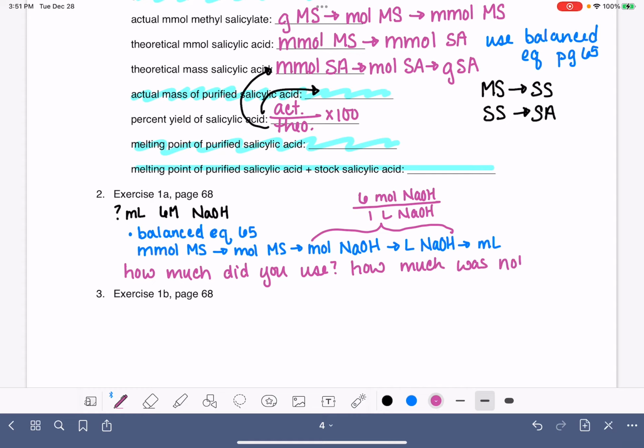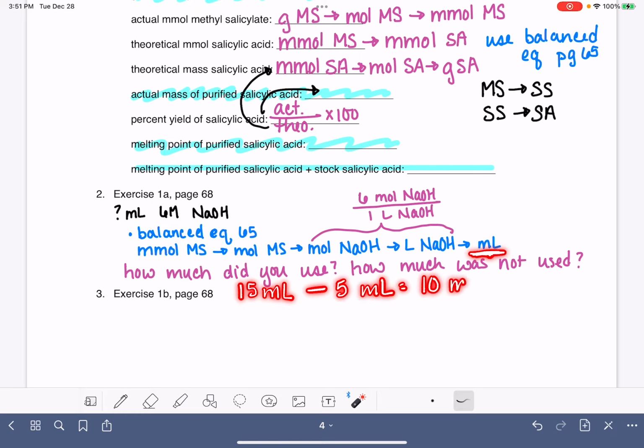So how much of it was not used. That's just going to be a simple subtraction. I can't remember how much you're supposed to use. Let's say it's 15 milliliters, and from that, you're going to subtract whatever it was that you actually needed. Let's say that's 5 milliliters. So that just means you have that much left over. That's how much was not used.